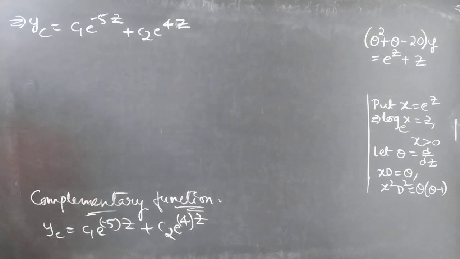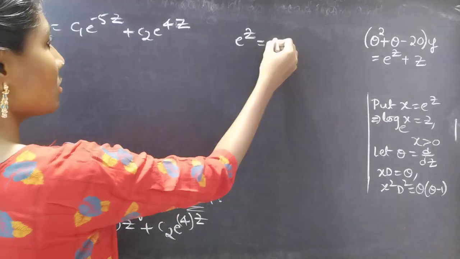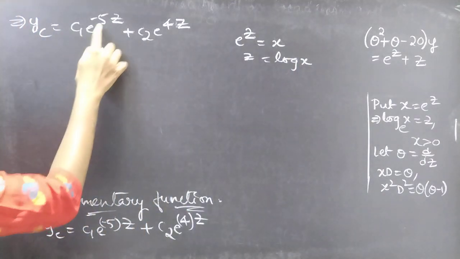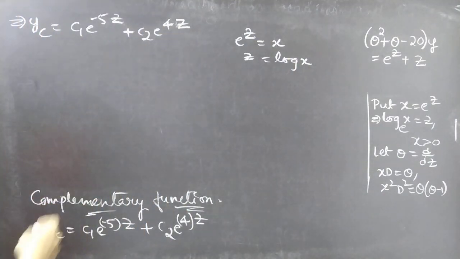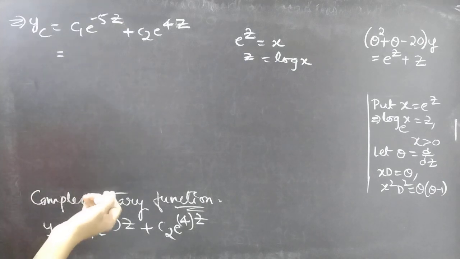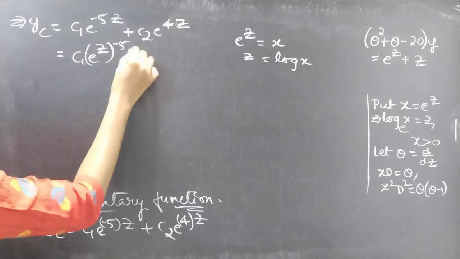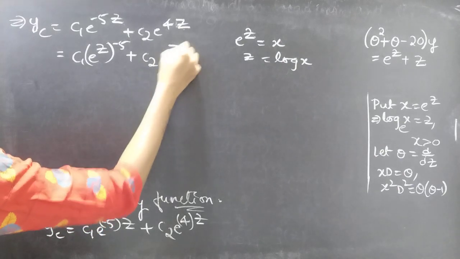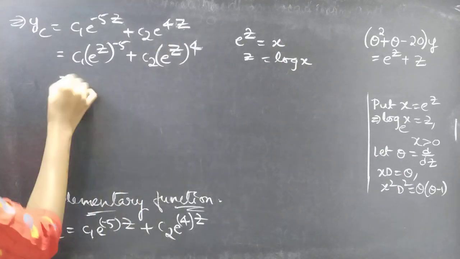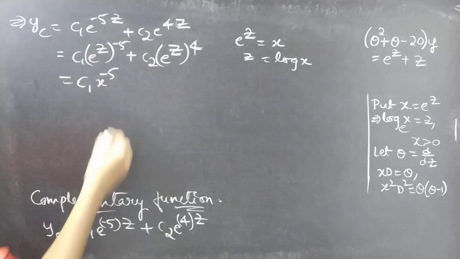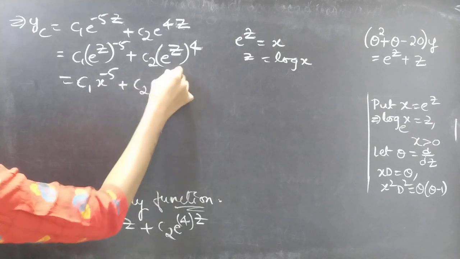Now we are having yc in terms of z and we need to write in terms of x. For that purpose, we'll replace e power z by x and z by log x. But here we have only e power minus 5z and e power 4z, right? So we can replace e power z by x. So before replacing e power z by x, we'll write e power minus 5z as (e power z) whole power minus 5, plus c2 into e power 4z can be written as (e power z) whole power 4. Now it's easy to replace e power z by x. Then we get c1 x power minus 5 plus c2 x power 4, right?